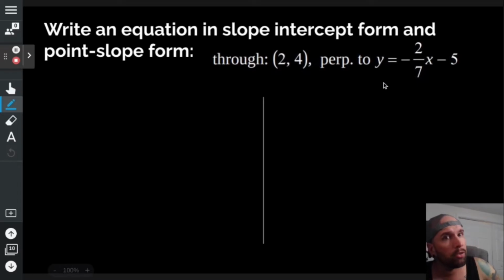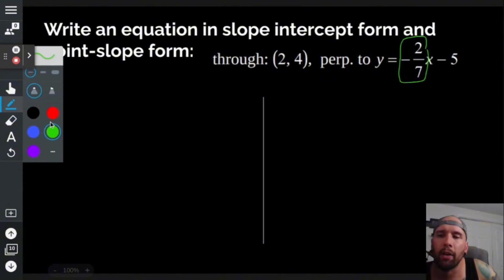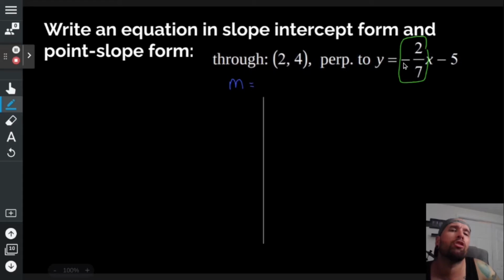So first things first. If something is perpendicular to a line, the slopes are going to be negative reciprocals of each other. What's very important to understand is the slope that I care about is going to be the negative reciprocal of that one right there. The negative reciprocal of negative 2 over 7 is positive 7 over 2. You take the opposite and flip the fraction. Perpendicular lines have slopes that are negative reciprocals of each other. I also have a point.